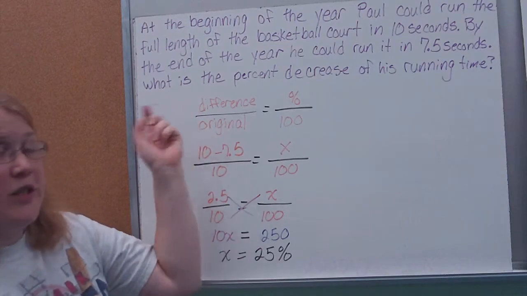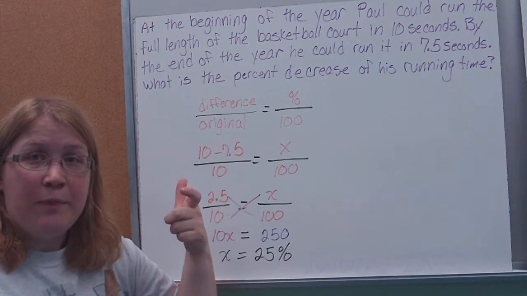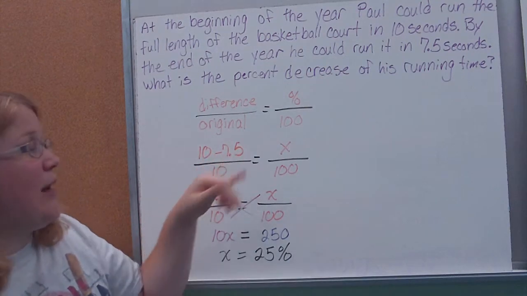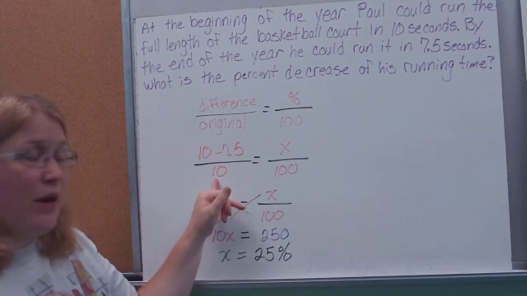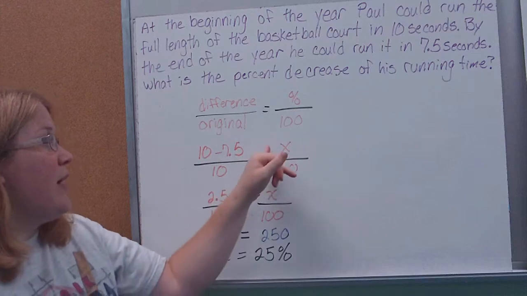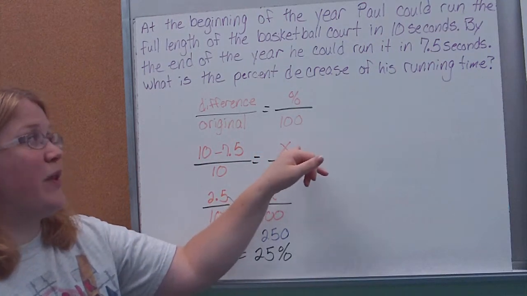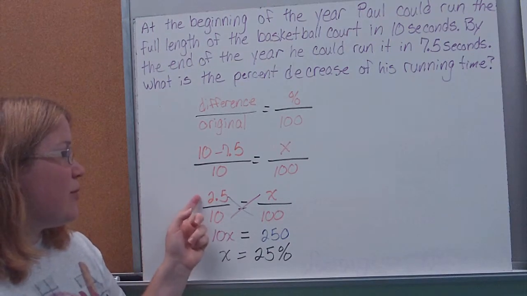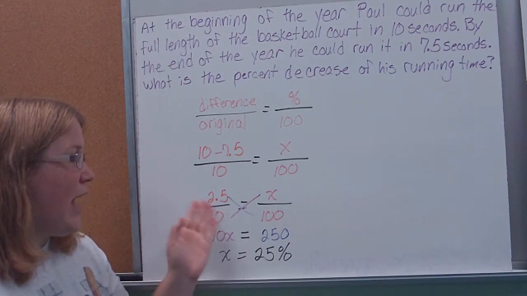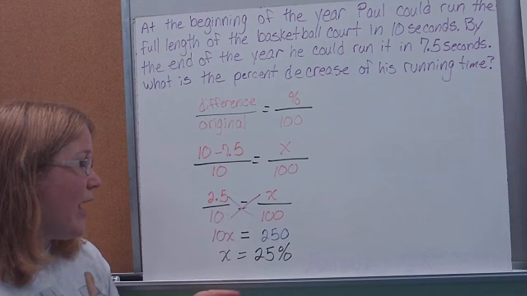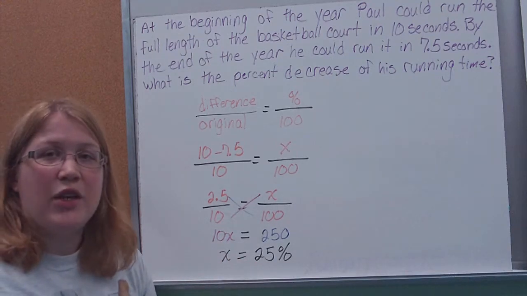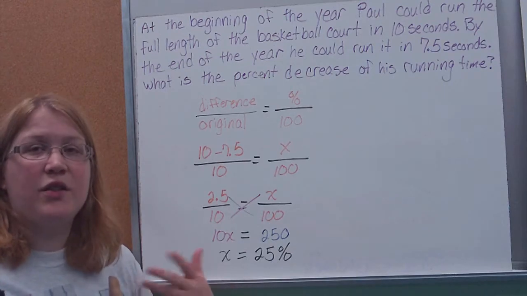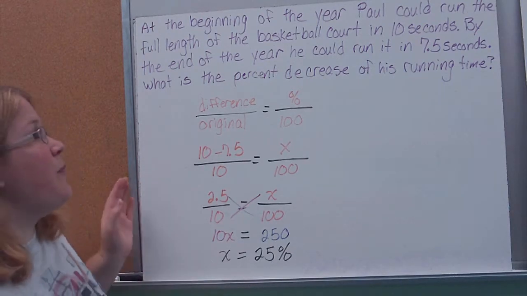So again, it's still going to be the difference in those two numbers over our original number. So I'm going to subtract those two. 10 minus 7.5. 10 was his original number, is equal to our percent over 100. Well, they didn't give us the percent. That's what we're solving for, so we plugged in an x. So when I do that subtraction, I wind up with 2.5 over 10. So again, we're just going to cross multiply and solve, and we'll see that it was a 25% decrease in his time. All right, so we'll work through a few of those examples.